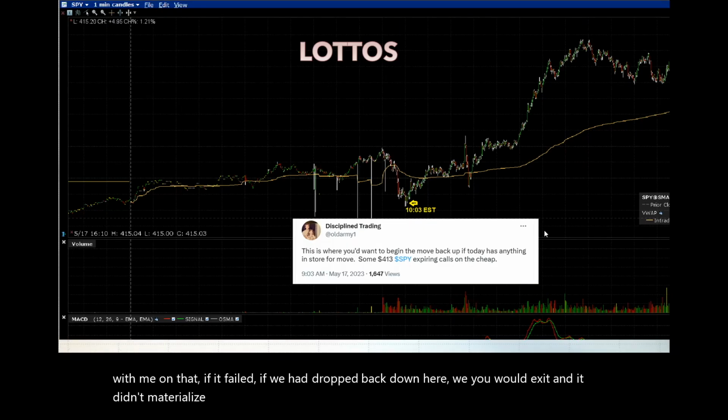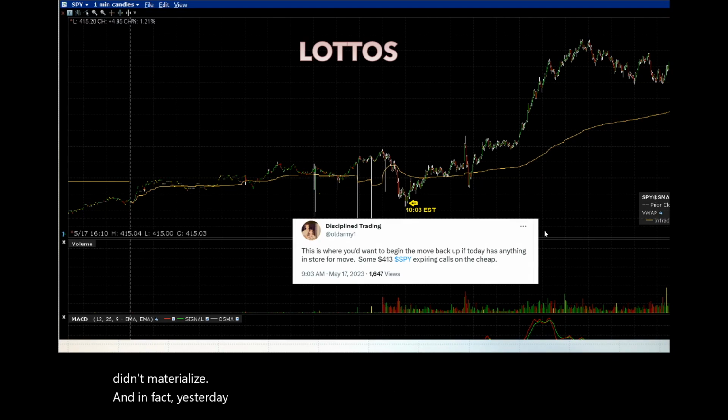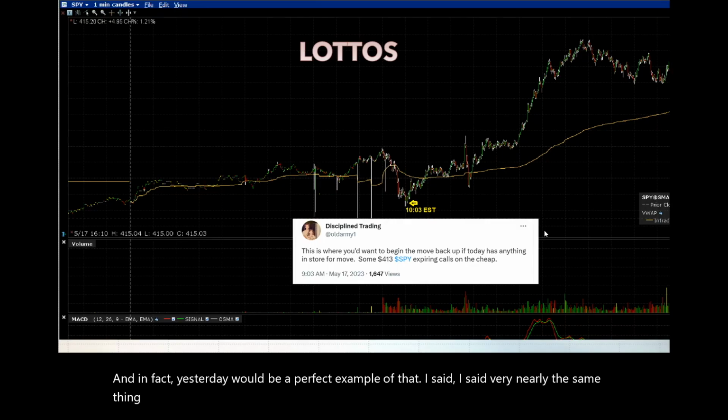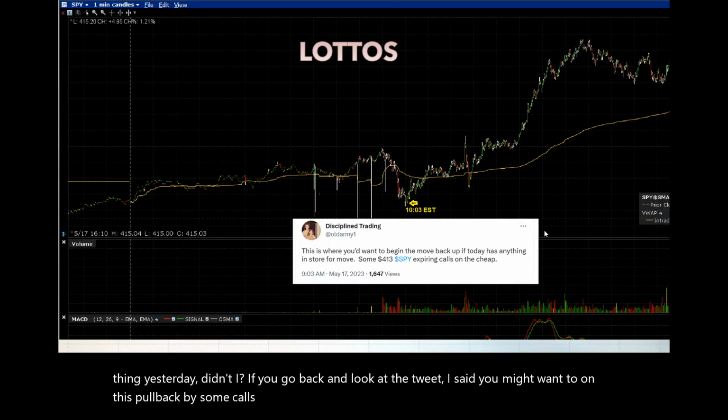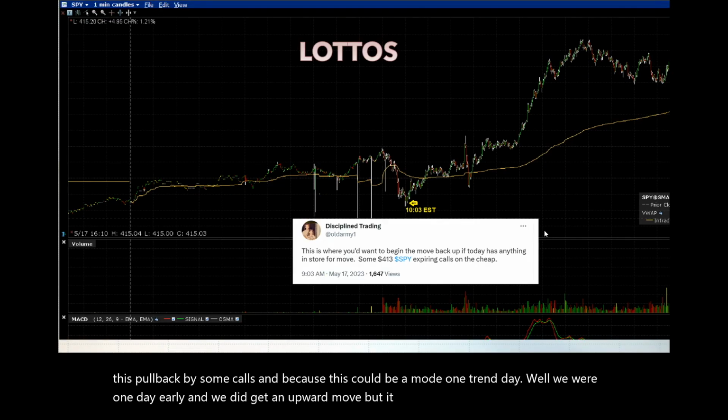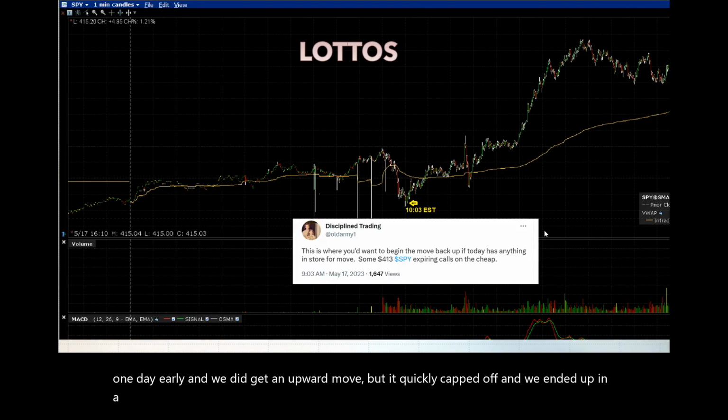And in fact, yesterday would be a perfect example of that. I said very nearly the same thing yesterday, didn't I? If you go back and look at the tweet, I said you might want to, on this pullback, buy some calls, because this could be a mode one trend day. Well, we were one day early and we did get an upward move, but it quickly capped off and we ended up sideways. So just because I tweet it doesn't make it gospel.